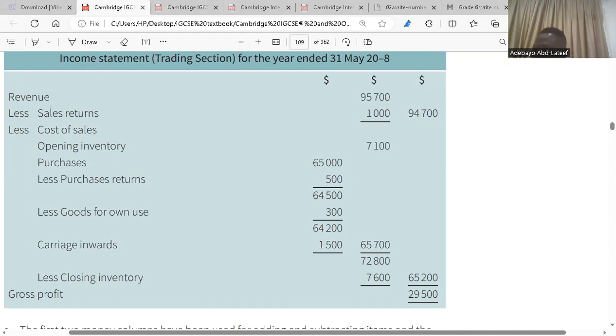Then your value of sales is 94,700 minus the value of your cost of sales, which is 65,200. The difference between them gives you your gross profit. So your gross profit goes to the credit side of your profit or loss account.